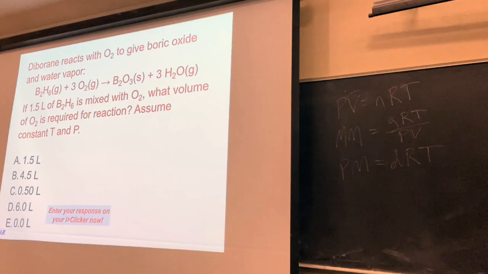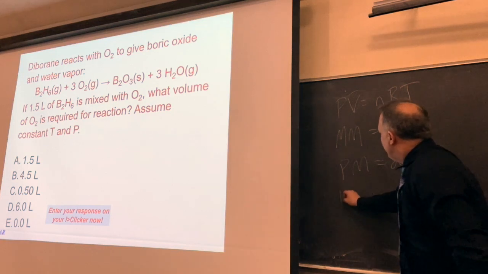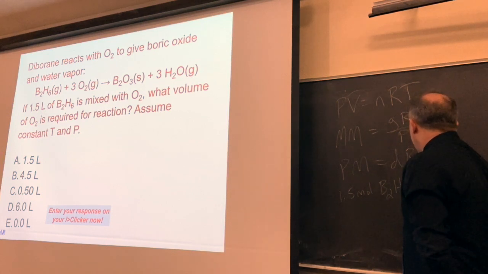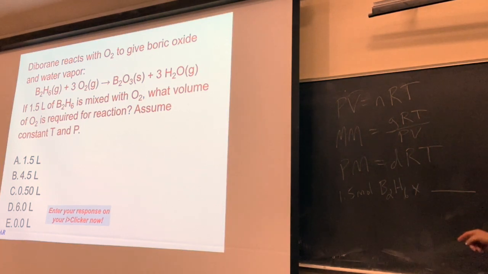Instead of liters of B2H6, I said 1.5 moles of B2H6. How would you find the moles of O2 that were needed? You bet. So let's make this clear. If it was 1.5 moles of B2H6, we can use the balanced equation up there. We could say that 1 mole B2H6 needs 3 moles of O2. And again, the 1 to 3 came from the balanced reaction. So if this was moles, 3 times 1.5, 4.5 moles of O2 would be needed, all right?